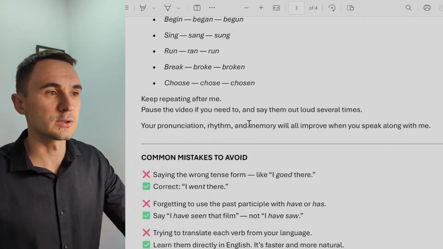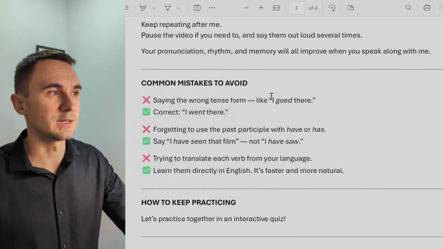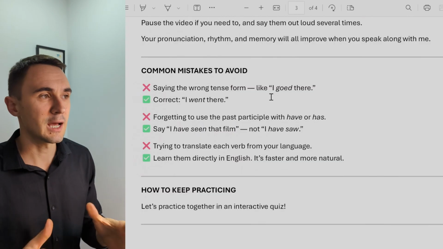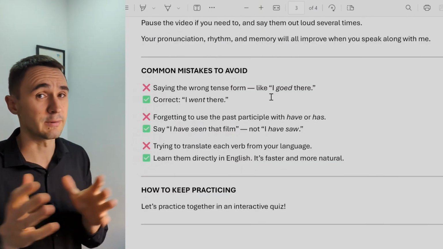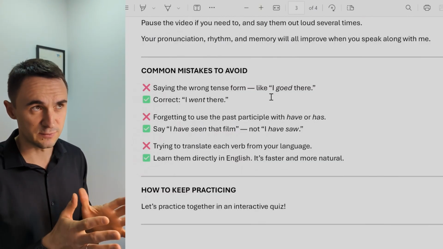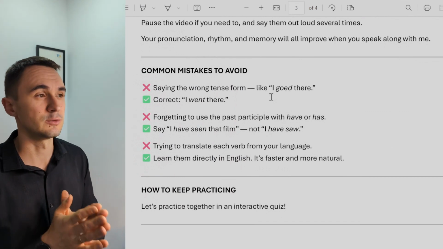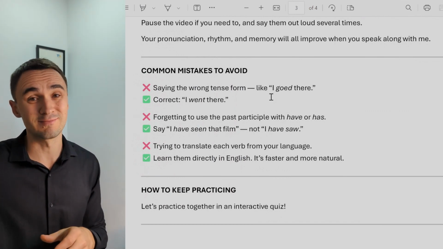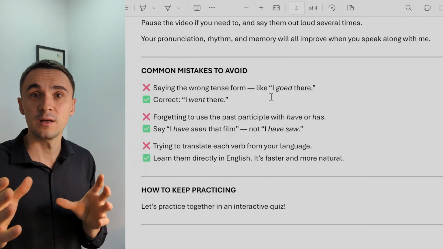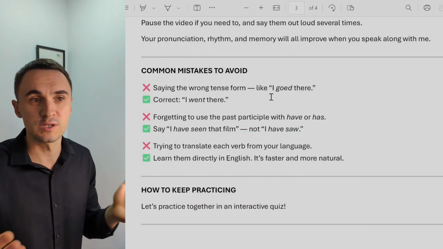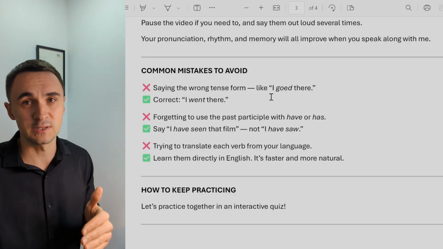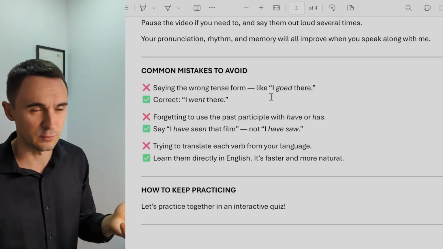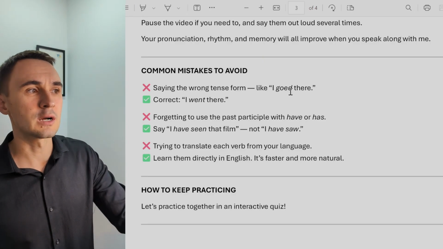Now, let's also review some important points here. Common mistakes, okay? By now you already know that there are regular and irregular verbs. We use the first form for present simple, the second form for past simple, and the third one is used in various cases, but the most prominent case is, of course, perfect tenses. I have done, I had done, I will have done, for example, right? So what are the common mistakes?